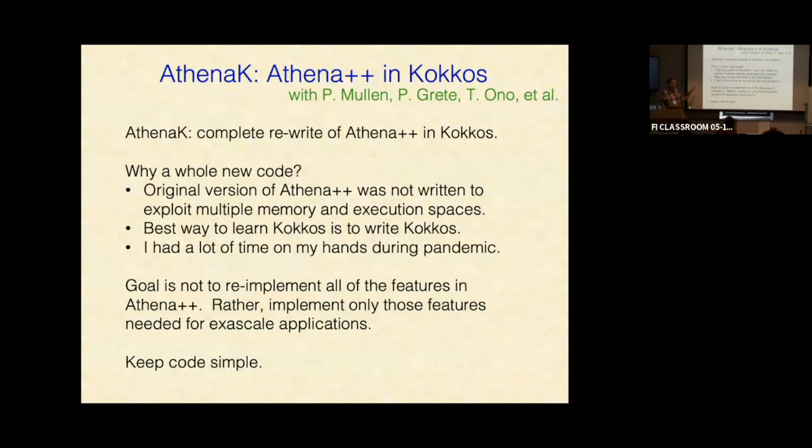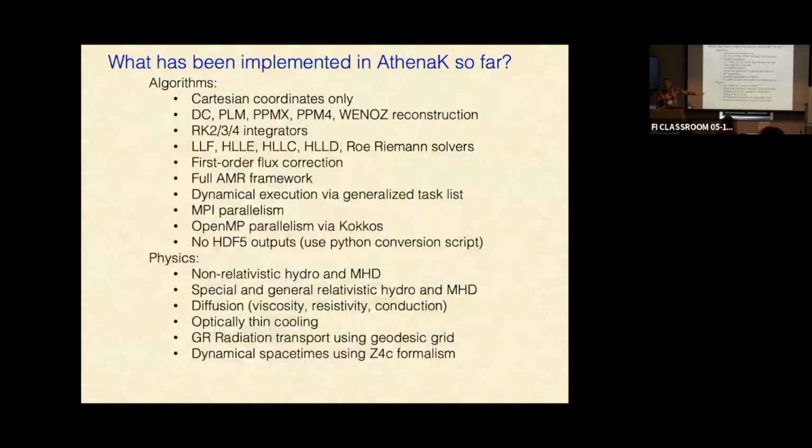It's really just to aim at exascale. It's to say, what problems would I want to run on Aurora or Frontier? And what do I need to do those problems? And just implement the things I need to do that. And so it's a very simple code. Currently it implements only Cartesian coordinates, no curvilinear coordinates, because all the problems I want to do are huge Cartesian problems, 10,000 cubed Cartesian boxes or something.